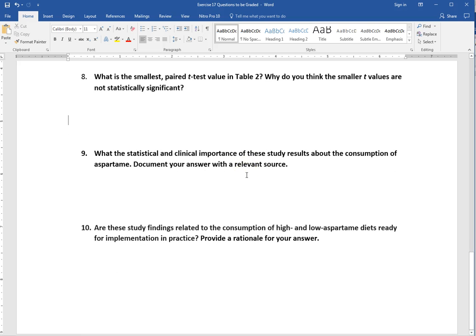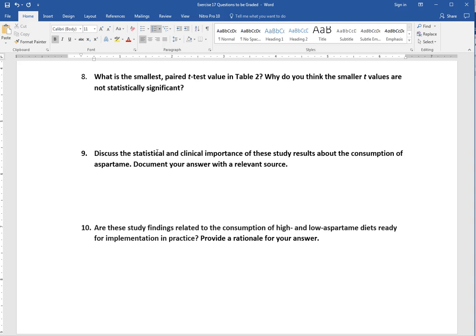Number nine, discuss the statistical and clinical importance of these study results about the consumption of aspartame. Document your answer with a relevant source. Okay, so use your clinical experience and also maybe do some research about the results of the consumption of aspartame. And then if you're pulling in an outside resource here, provide a citation for it.